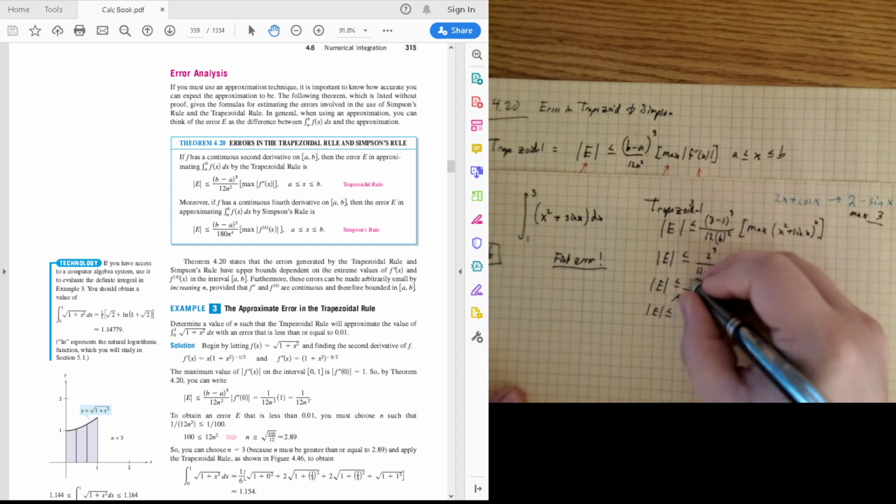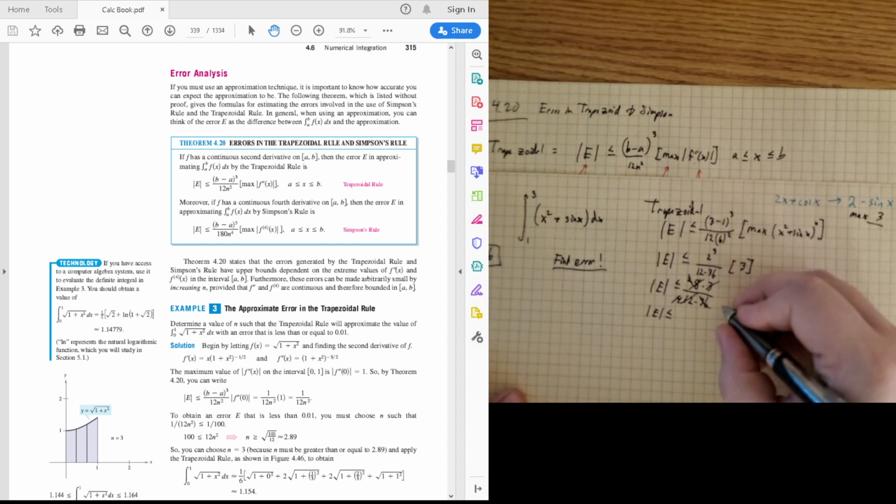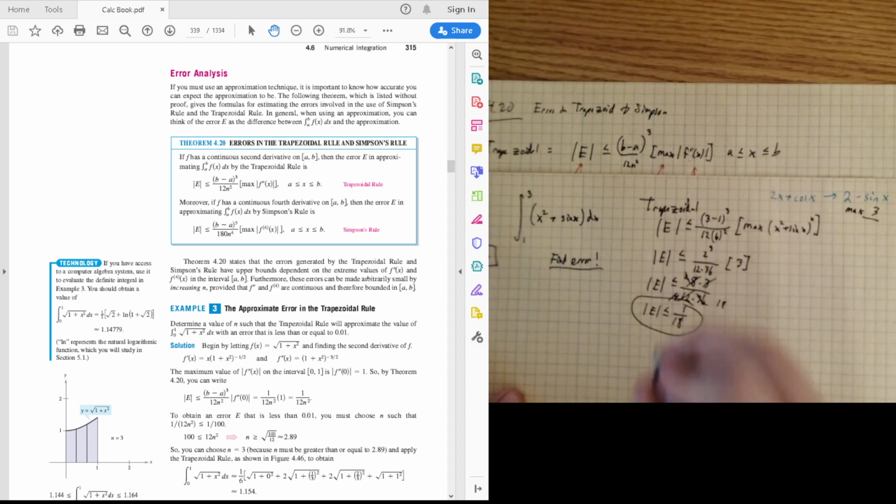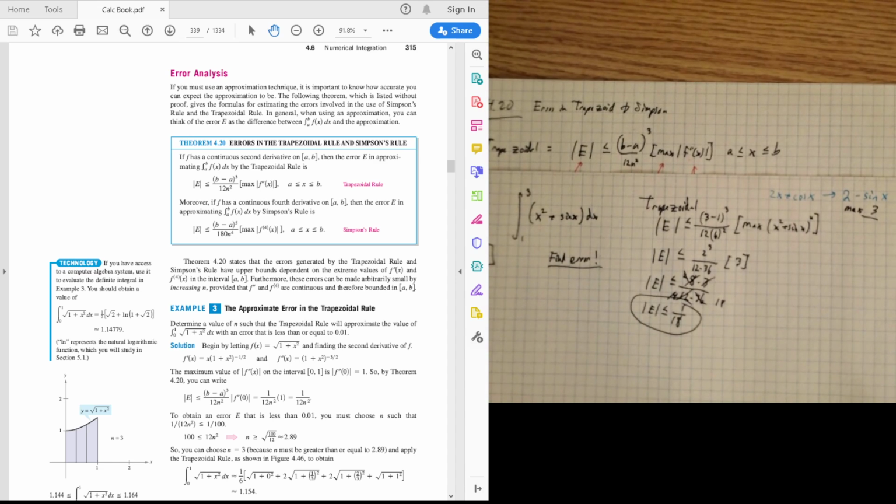8 and 4 are going to cancel, leaving 2 on top. 2 and 36 are going to cancel, leaving 18 on bottom. So that'll be 1 over 18 as our error. Ooh, that wasn't too bad.